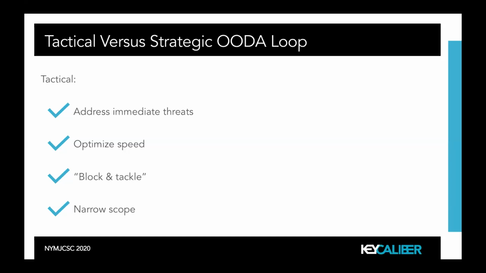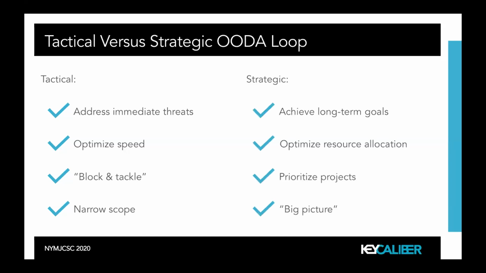The strategic OODA loop, the OODA loop for CISOs, has a very different focus. So instead of looking at what do I do with this attack that's just come in, it's more of a long-term project where you're looking at, well, how am I going to make us more efficient in the next 6 months or the next year? And the focus is more on optimizing your resources than just moving as quickly as possible.